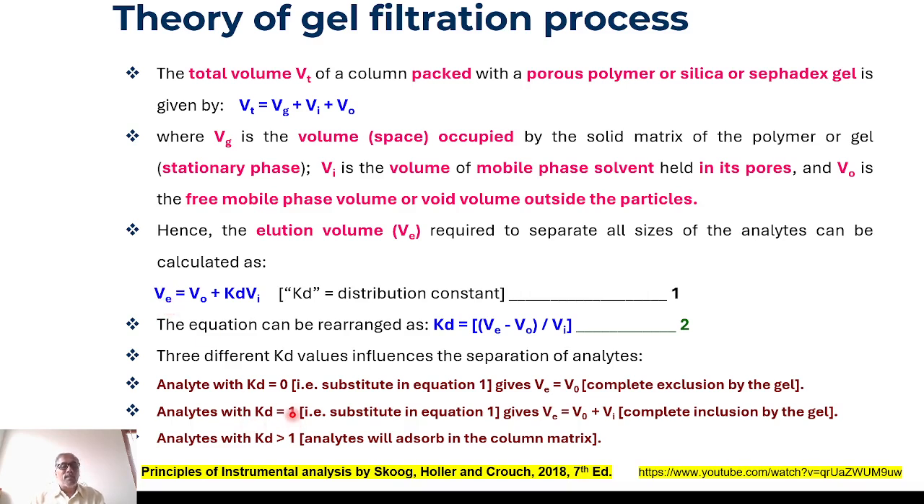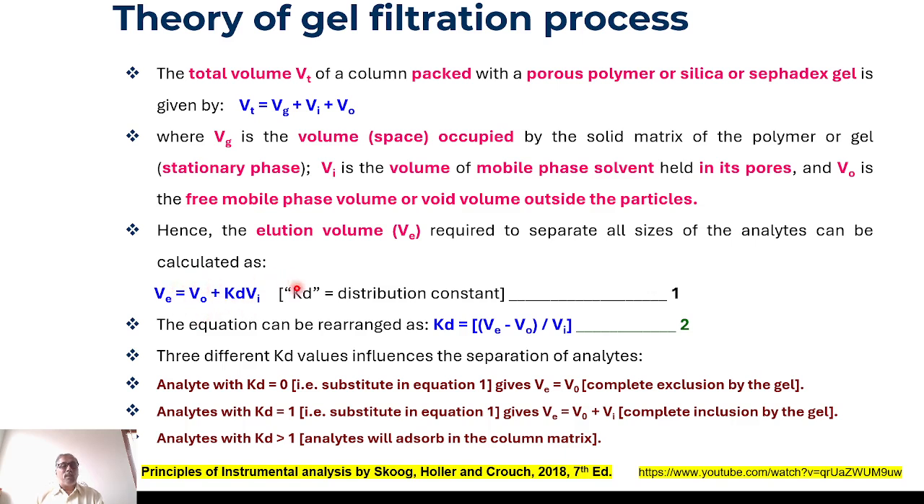Whereas when KD is equal to 1, that means you substitute KD is equal to 1. So 1 into VI will become VI. So elution volume is equal to VO plus VI. That means if you want to elute the molecules which are stuck inside the gel, you have to prepare an elution volume which is the summation of the void volume with the volume of the mobile phase which is present inside. So VO plus VI.